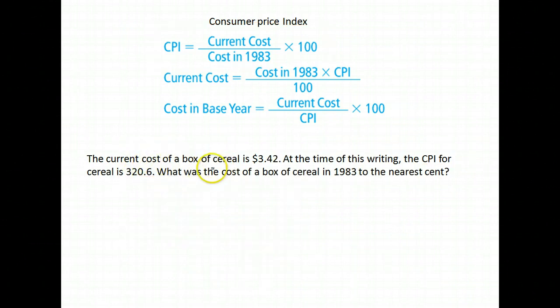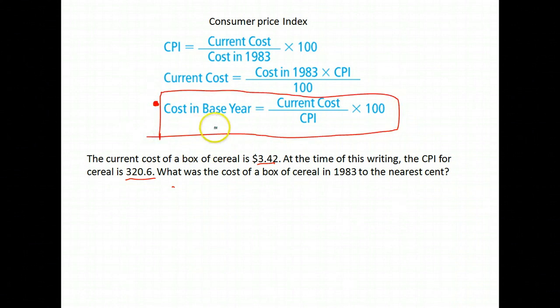Right, still dealing with the same thing, but let's see what they're asking for. They give us the current cost of a box of cereal is $3.42. At the time of writing, the CPI for cereal was 320.60. What is the cost of a box of cereal in 1983? So we want to know what the original cost of the cereal was back in 1983. So here is the formula we're going to use. The cost during our base year. Okay, our base year we were using for these questions was 1983, and that's what we want to find.